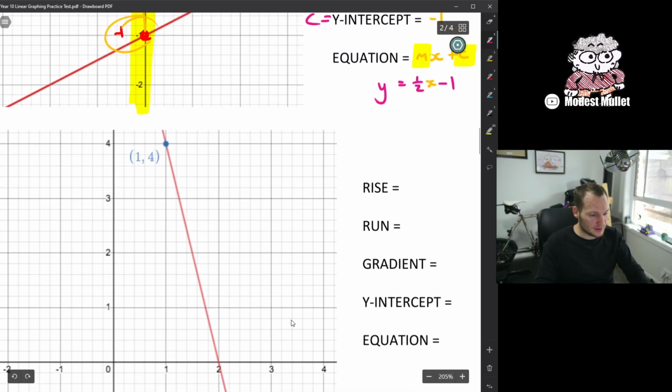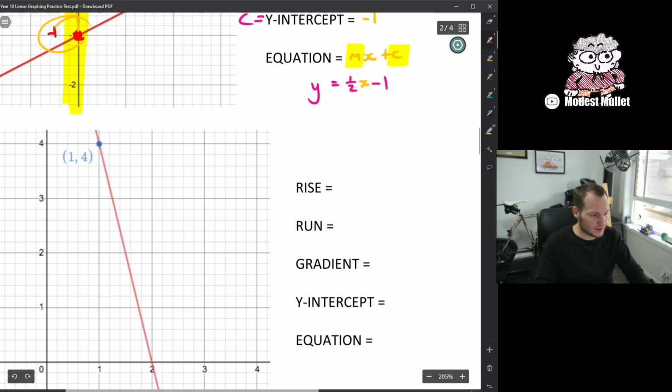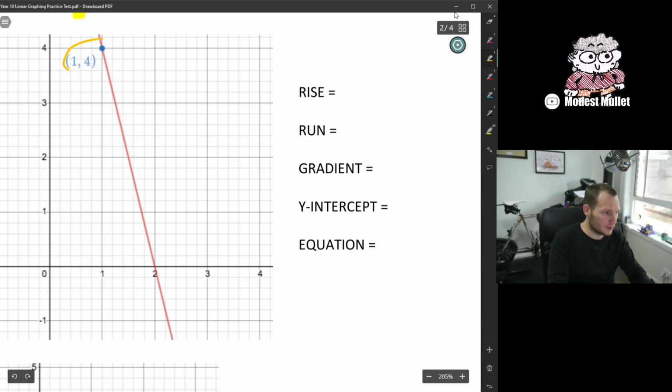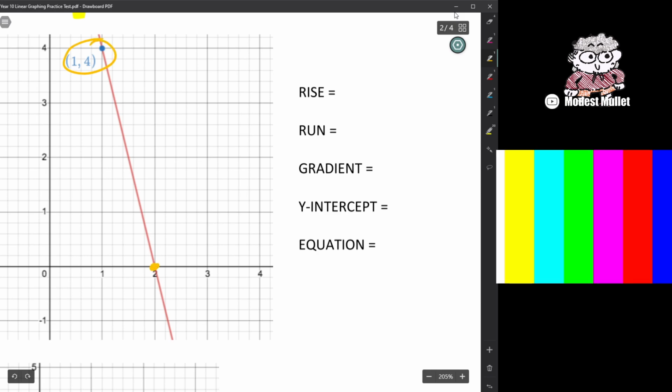This second one is a little bit harder, just because the y-intercept's a little bit trickier to find. But we'll have a go. So let's start with picking 2 points. Now I'm going to pick this point since it's labelled.